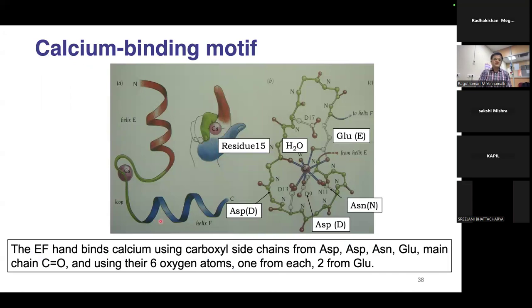So this helix, turn, helix is a very important motif in the protein called calmodulin, where the calcium ion binds to this particular region. And automatically you will see that this region is a loop. It is not in the helix.